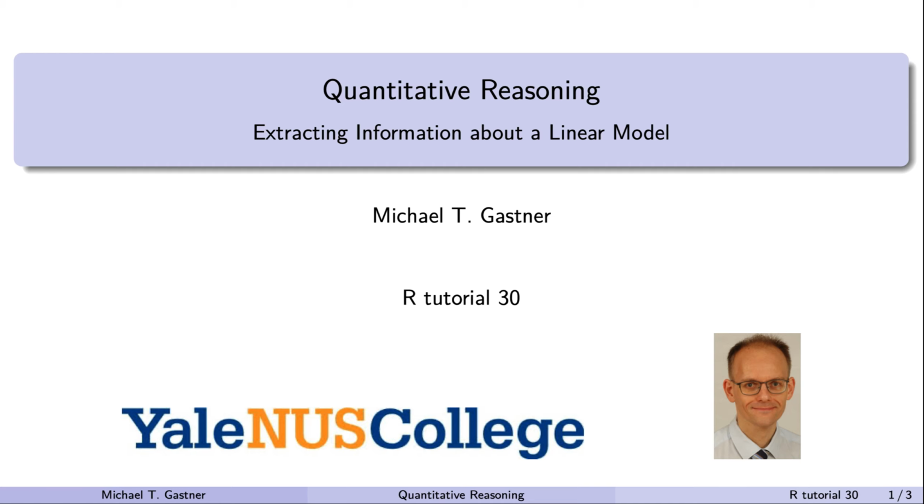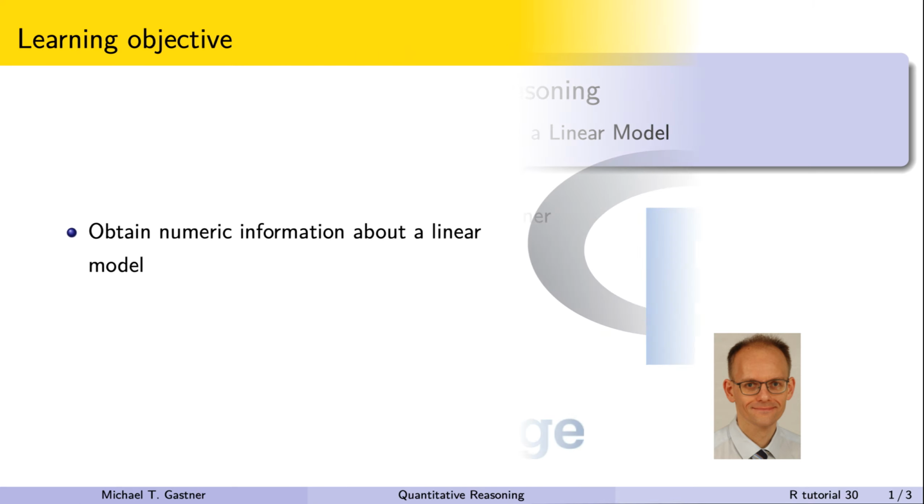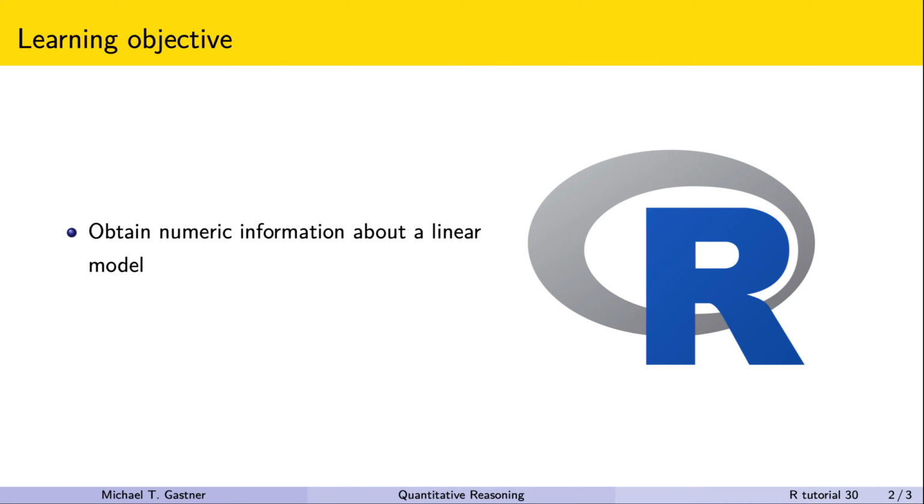Welcome back to Quantitative Reasoning. In the previous tutorial, we learned how to build a linear model, extract its coefficients, and plot the regression line on a scatter plot. In this tutorial, we learn how to obtain further numeric information about the model. We'll also learn how to make a residual plot.